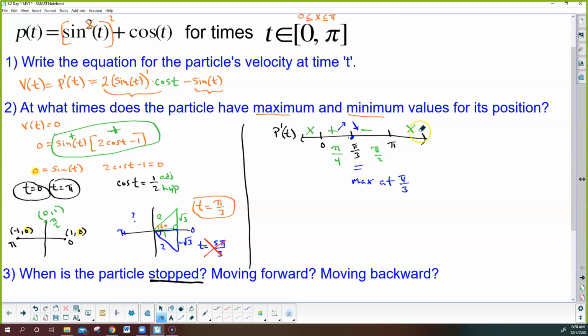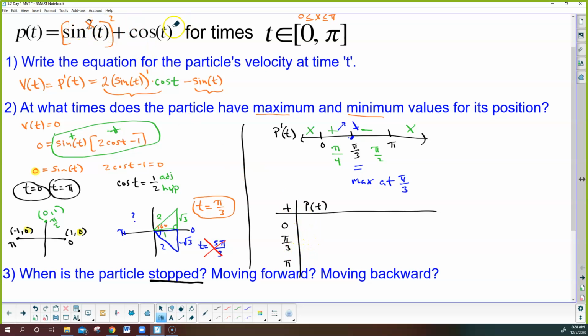I didn't check the endpoints or the signs because we don't need them, but I should make a quick little table to determine what are the values of the original function, and that's the key. The sign chart can tell us where max and mins occur, but if I actually want to know what they are, we have to go back to the original function. 0, we might as well figure out pi over 3 and pi.